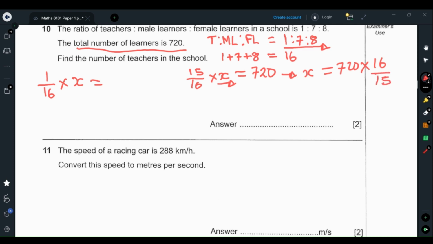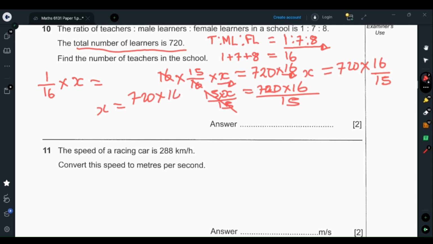You ask, how did I do that? What I did was multiply this by 16, multiply there by 16, 16 falls away. Now I'll only be left with 15 times x is equal to 720 times 16. Now divide by 15, divide by 15 everywhere. That's how we got to x is equal to 720 times 16 over 15.